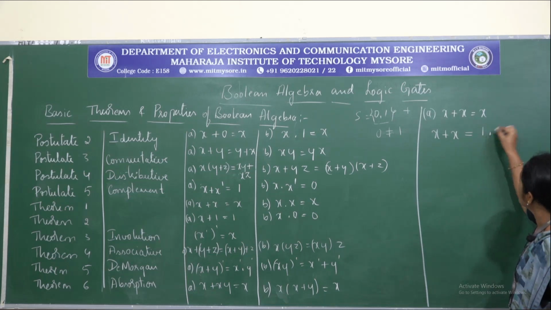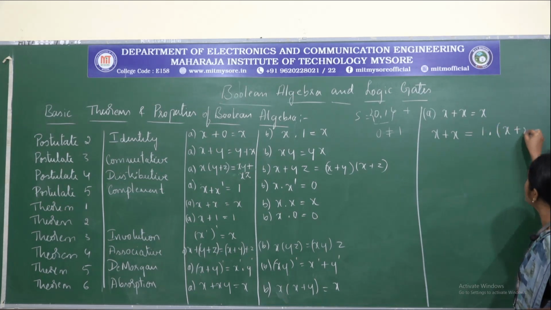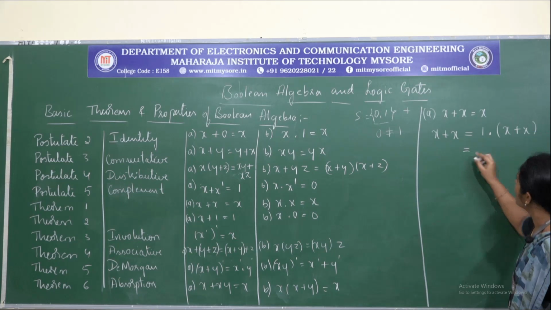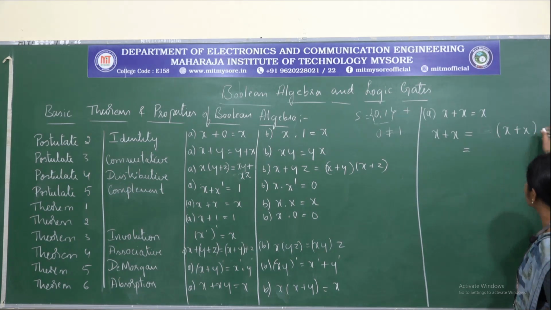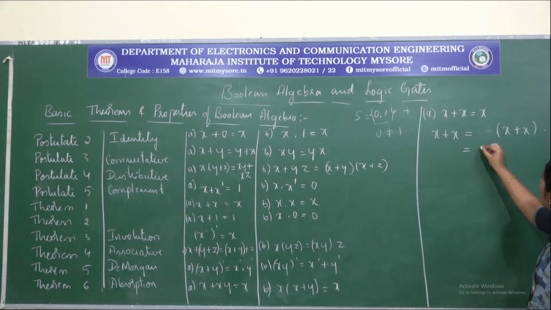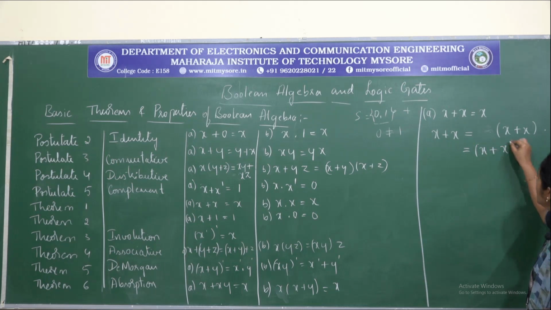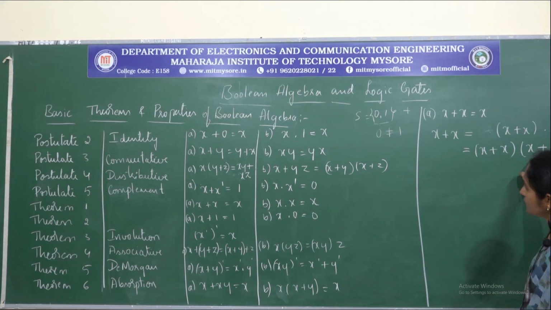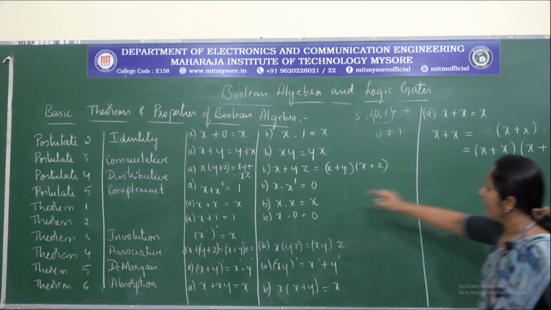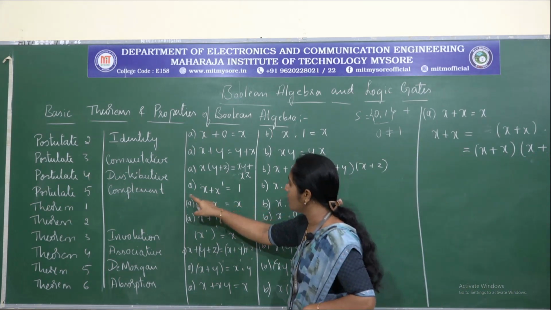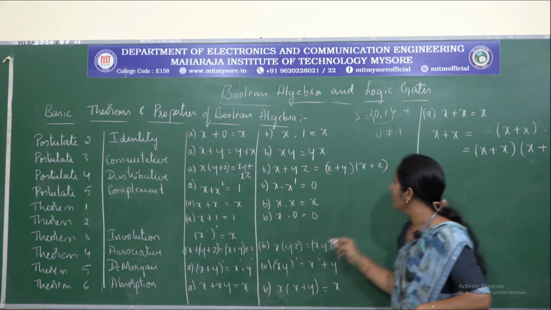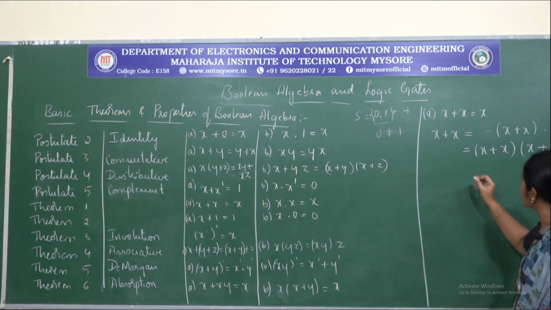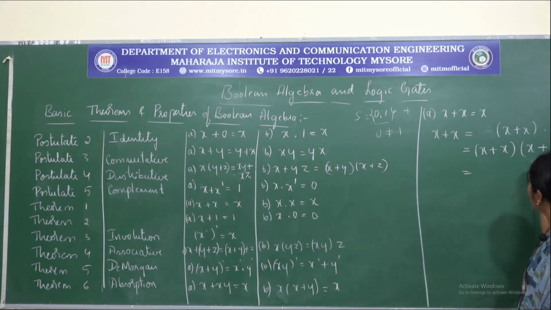Now let me write this as 1 into x plus x, which is equal to, or we can write this as, x plus x into 1 also. Let me write x plus x as it is, and for the 1 I will write x plus x dash. If you observe, 1 can be written as x plus x dash from postulate 5. Further, this can be combined.